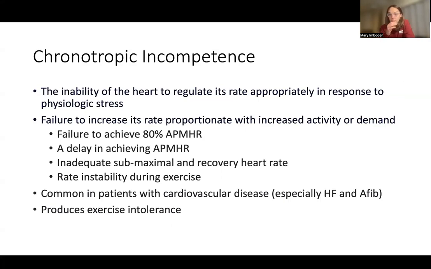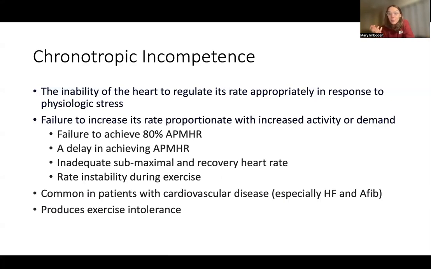And then rate instability during exercise. So we're not in steady state, it's really jumping all over the place. And you might have this happen from one stage to another, but if it's quite significant changes that we're seeing, and really not keeping up with demand is the key component here. It's really common in patients with cardiovascular disease, especially heart failure, as well as different arrhythmias like atrial fibrillation.